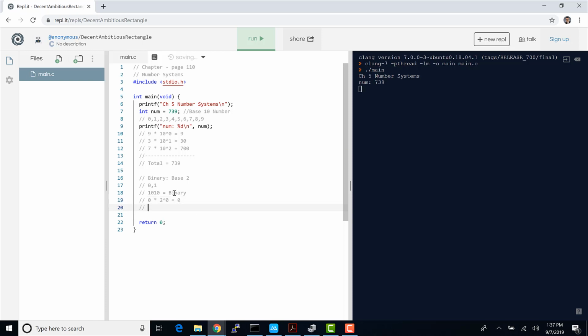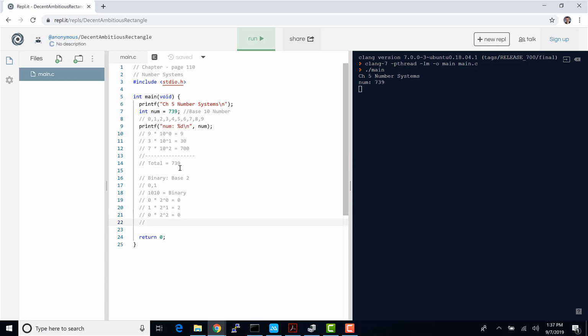And then I'd take the next digit, so right here we have a 1, so that would be 1 times 2 raised to the 1 power, which would be 2, so that would give us 2. And then the next digit, we have a 0 right here, so we'd say 0 times 2 to the 2 power. Well, 2 to the 2 is 4, but times 0, so we get 0 out of that.